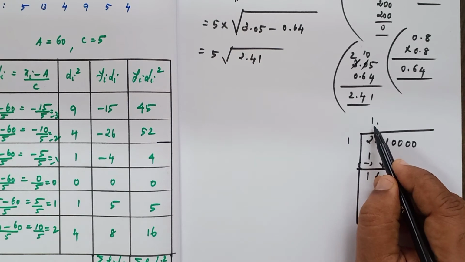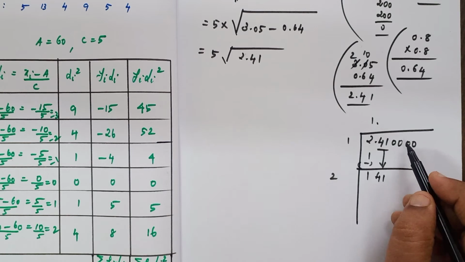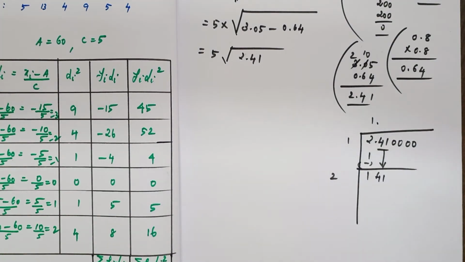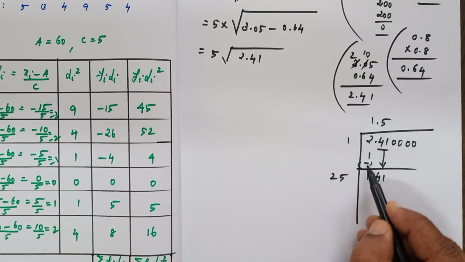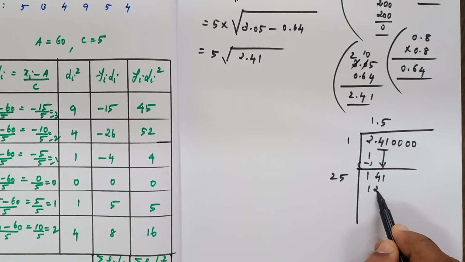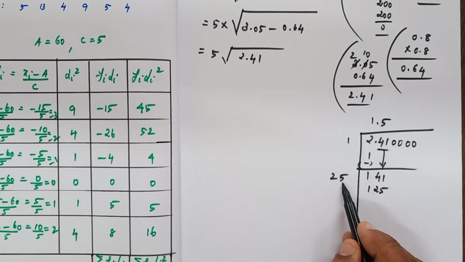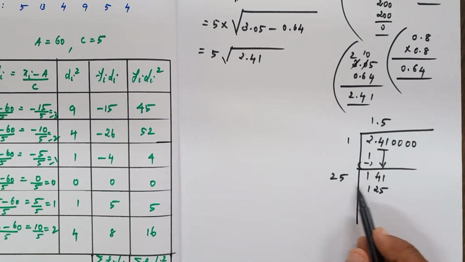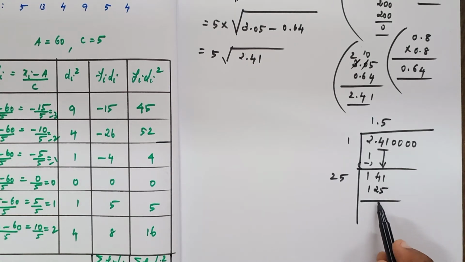Whatever the number that should be multiplied by 2, 1 into 2, 2 here. Then we can go how many times? Maximum 5 times only. Here also 5. Both the numbers should be same. 5 into 25 that is equal to 125. No chance of taking 6. If you take 6 here also you have to put 6. 6 into 26 will be exceeding 141. So no chance of taking 6. So you have to subtract 141 minus 125 that is equal to 16.